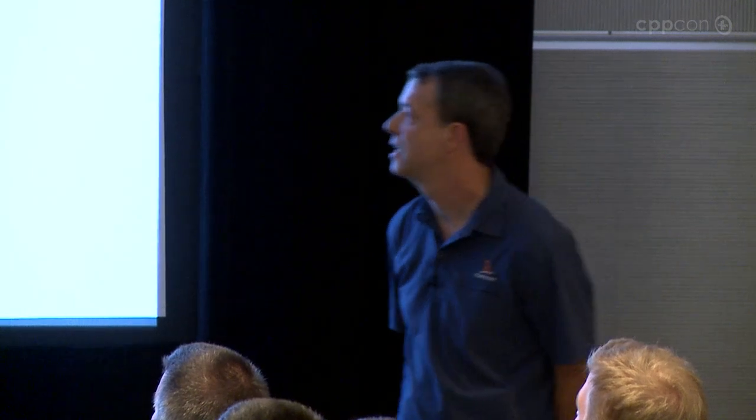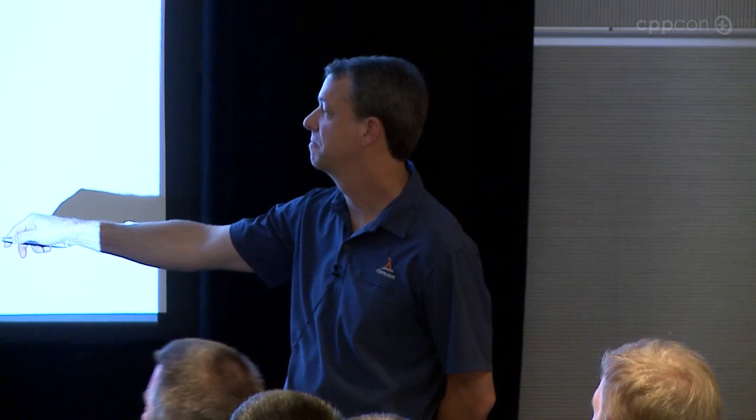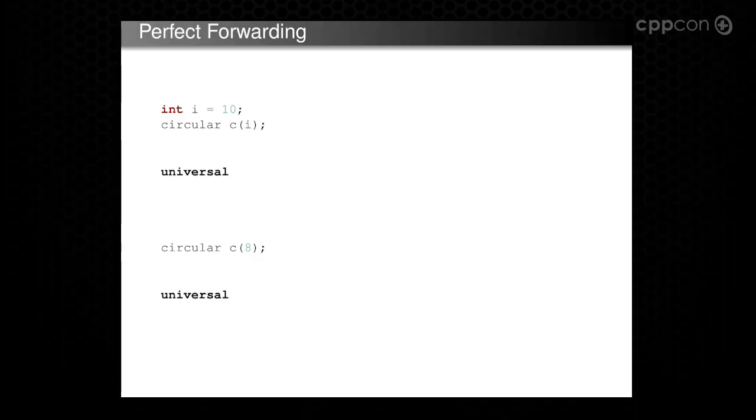let's take a look at these. What's going to happen here? So the first one, I have an int i, and I'm constructing my circular with it. Here I'm just constructing my circular with the literal 8. Here I'm constructing a circular B with an A, and this is an assignment. Ready, set, go. All right.